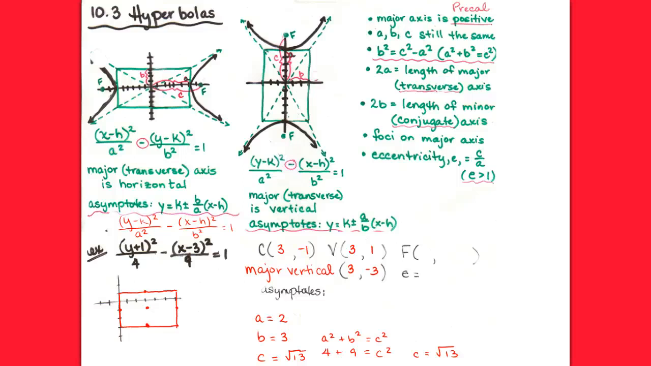The diagonals of that rectangle will be the asymptotes for my hyperbola.